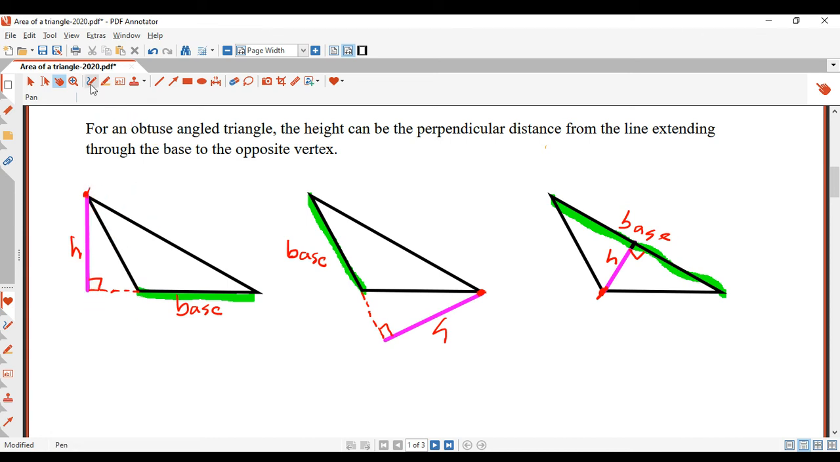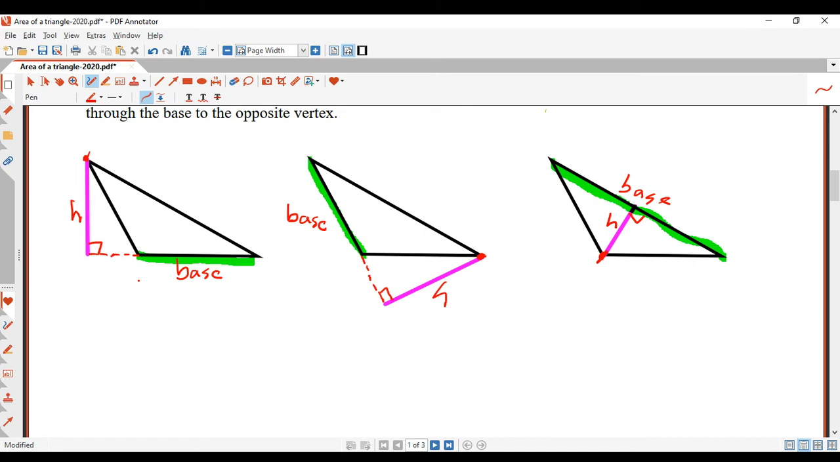Now, by the way, just for your notes, you should write down that perpendicular means at 90 degrees. Okay, that's the meaning of that.